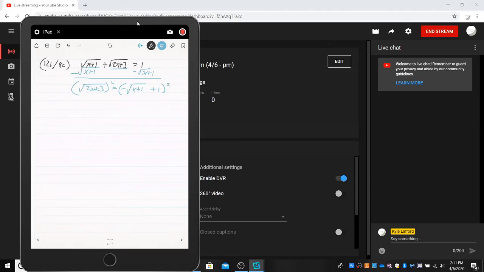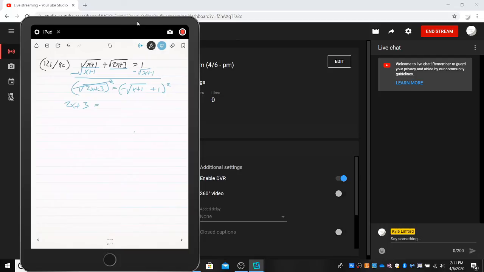If we square both sides, notice that the left-hand side, the root and the 2 just cancel out. So we're left with 2x plus 3. That's why I said leave the more complicated one isolated, like leave it by itself on one of the sides, because when you square it, you don't have to do anything other than get rid of the root. So that takes care of the complicated one.